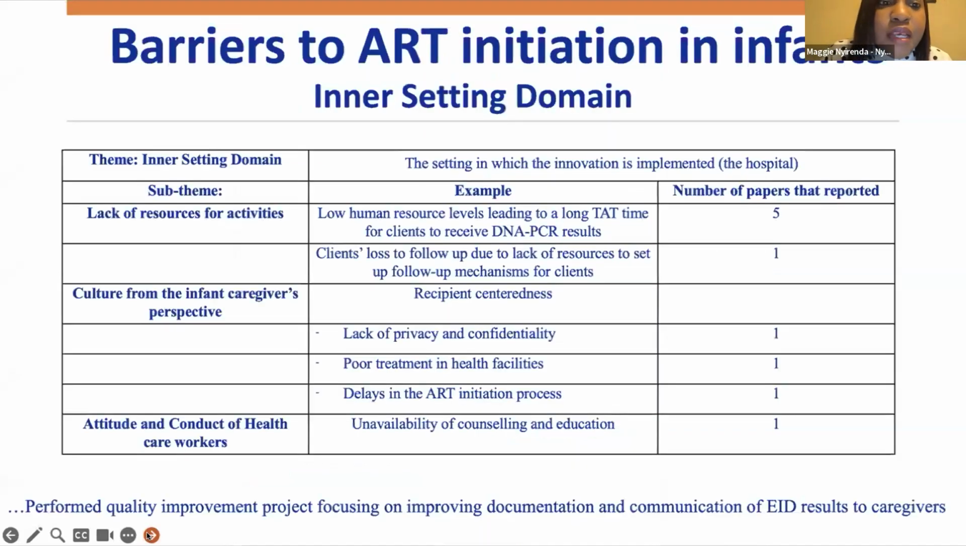It's the inner setting, the health facility. What were the issues there? Lack of resources, human resource, therefore low levels of human resource, delay in treatment, delay in delivering results. The caregivers who went to these facilities thought there was lack of privacy, poor treatment by health workers. So they didn't want to go to these facilities anymore, and so on. Next slide.